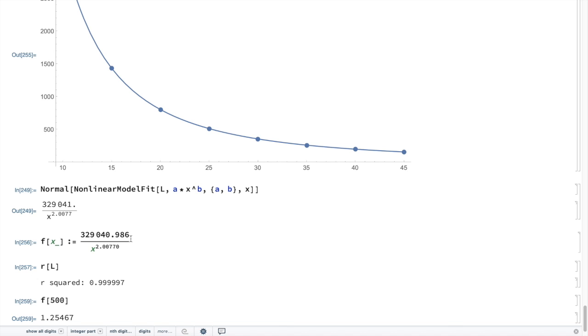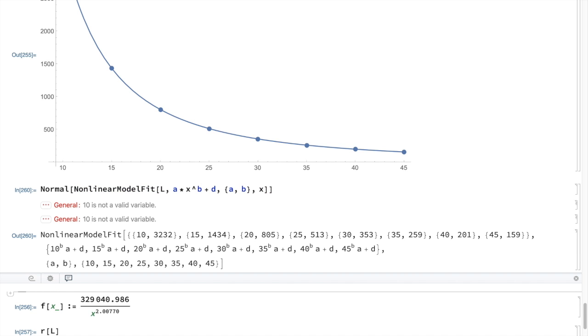Now, this would be how you would do it on your TI-84, and this one actually has no vertical shift. But what if I wanted to actually include a little bit of vertical shift here? I wonder what would happen. Let's see what happens when I include a little bit of vertical shift.